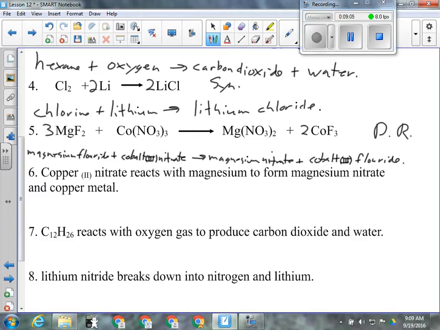Now I've got to go and balance my metals. That gives me 3 magnesium, so I need to make a 3 here. Okay, and I've got 2 cobalts over here, so I need to put a 2 there. Now let's double check that the nitrates worked out, because we never checked those while we were going back and forth. Okay, so I've got 6 nitrates on this side.